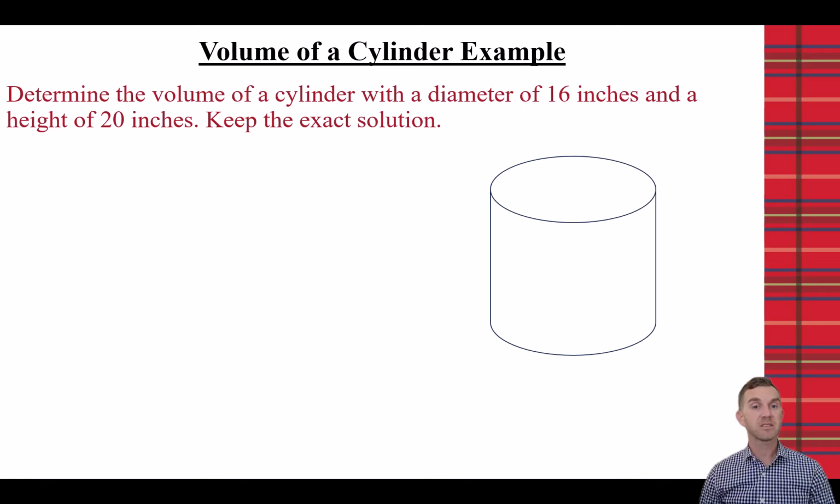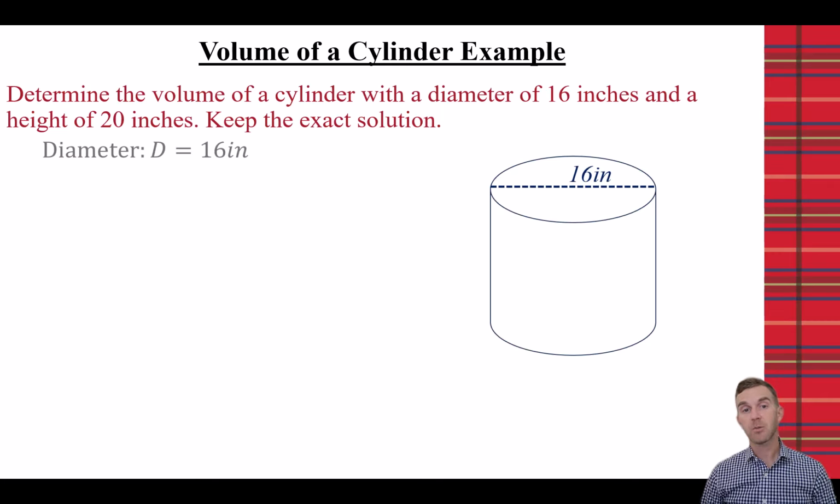Say that we have this cylinder that has a diameter of 16 inches and a height of 20 inches, and we want to keep the exact solution for the volume. So let's label the parts we have. Here we have the diameter. It's 16 inches. However, none of our formulas use diameter. Instead, they use the radius. We know the radius is half of the diameter, so the radius is 8 inches.